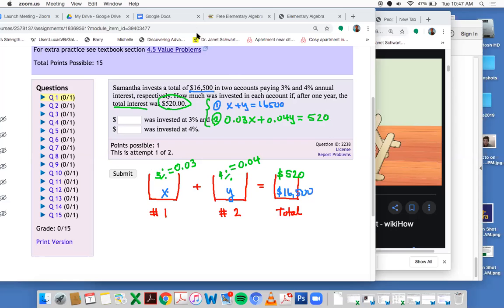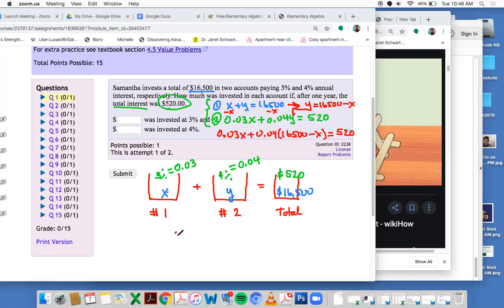Okay, so to solve this system of equations, we're going to substitute. So let's subtract x from both sides here. So we get y is 16,500 minus x. And then this gets plugged into the second equation. So we have 0.03x plus 0.04 times parentheses 16,500 minus x equals 520. Right, now we distribute this.